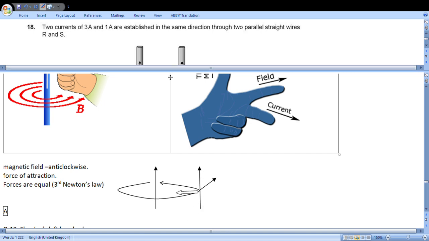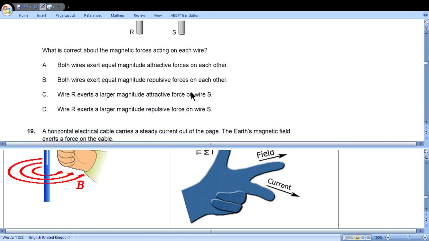So let's see what we have. Both wires experience equal magnitude attractive force on each other. Yes, A.